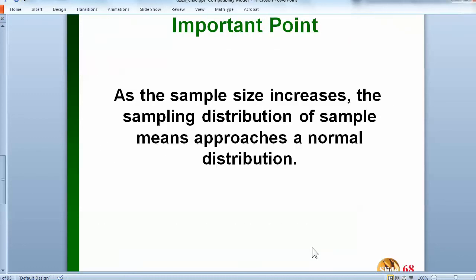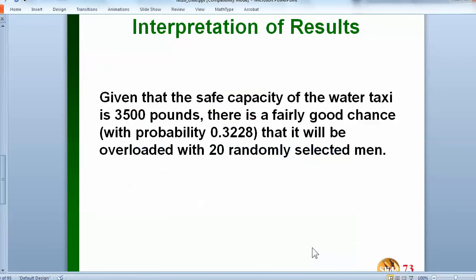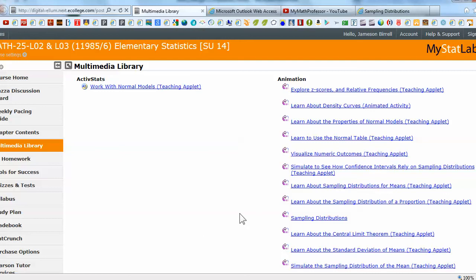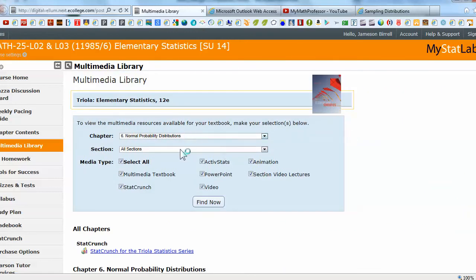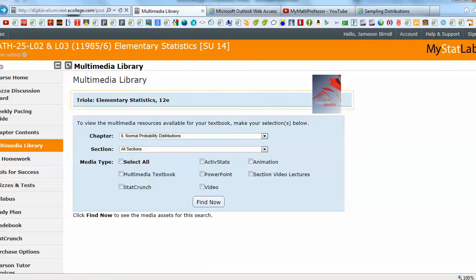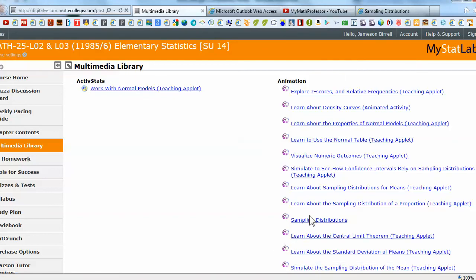So you can look at some different examples in the text. I'm not going to worry about that. Since I'm limited on time here, I want to close with this thing. In the multimedia library, for chapter 6, it's freezing up here, there are several examples. Click on the one that says sampling distribution, sample distributions. It's down here. Actually, click on any of these.